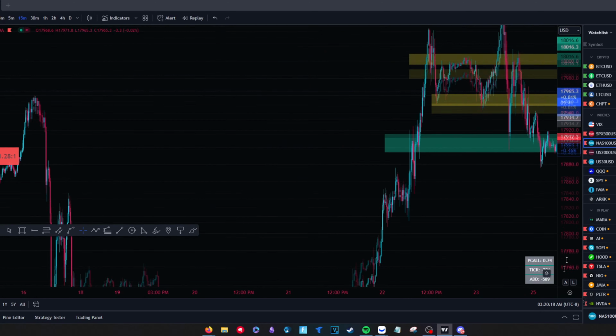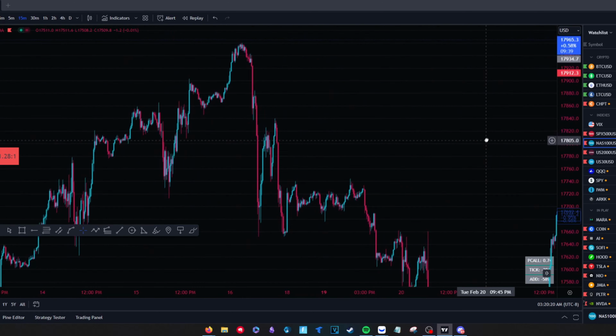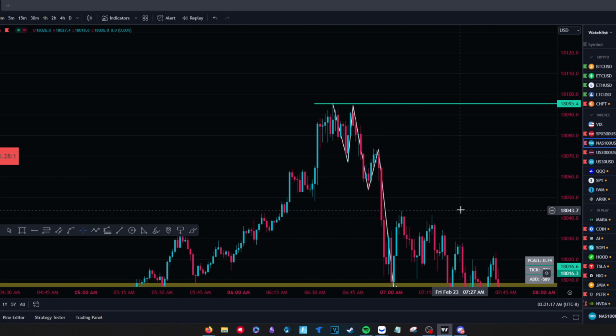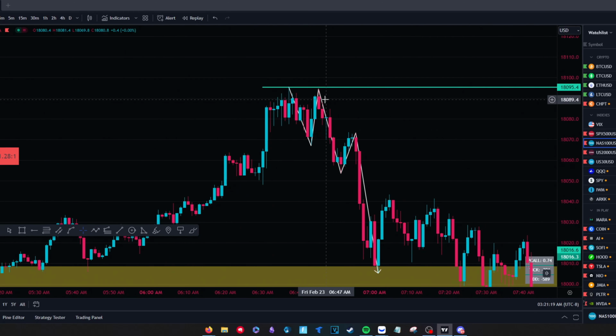Let me find a good example of an H pattern. Ideally, you get a high, a low, a lower high, and then that lower low. So why do I call it an H pattern? Because it looks like an H if you follow this along, right? It's like an H. Yeah, that's why it's called the H pattern.